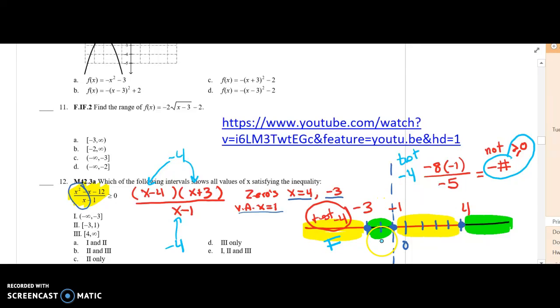When you plug more numbers in, this turns out to be true, false, and true. Take a minute to try it yourself with numbers like, I would pick a negative 2, I would pick a 0, and I would pick a 5. You will find the answers were negative 3 to 1, and 4 to infinity, or 2 and 3.